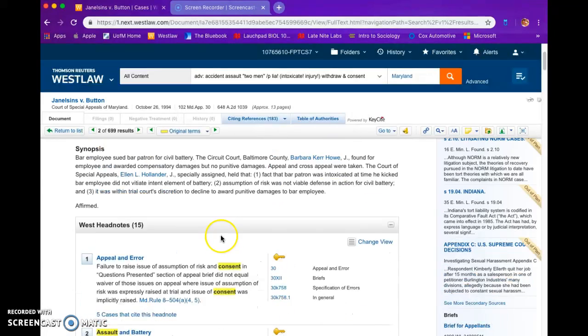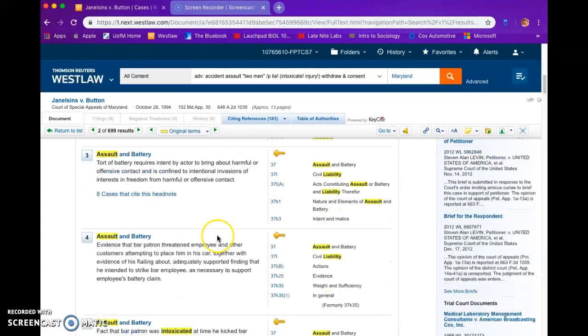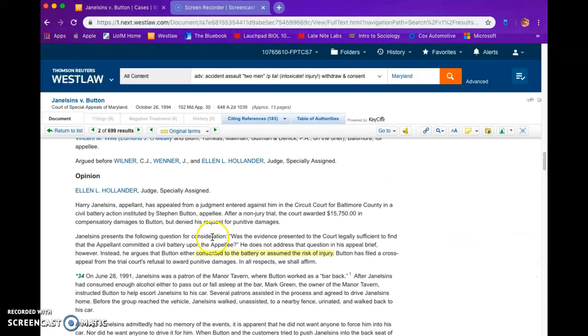This case, Janelson versus Budden, let me read it for you. Harry Janelson, the appellant, the one making the appeal, has appealed from a judgment entered against him in the Circuit Court of Baltimore County in a civil battery action instituted by Stephen Budden, who is the appellee. After a non-jury trial, the court awarded $15,750 in compensatory damages to Budden, but denied his request for punitive damages. Excuse me, guys, I have a cold, so if I cough, please excuse me.